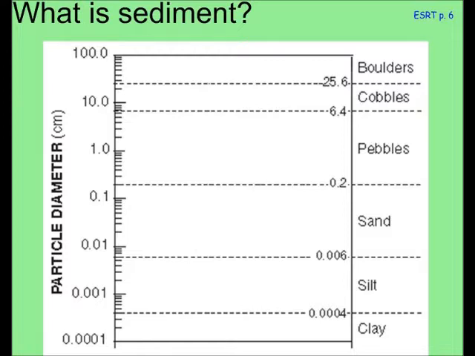This shows that the smallest sediment is called clay, and as you work your way up, the largest sediment is called a boulder. If you look on the left side, it shows you the actual diameter of each of these sediment particles. And be careful when you read this, because it's a logarithmic scale, which means that you have to very carefully count the increments to see what the values are.